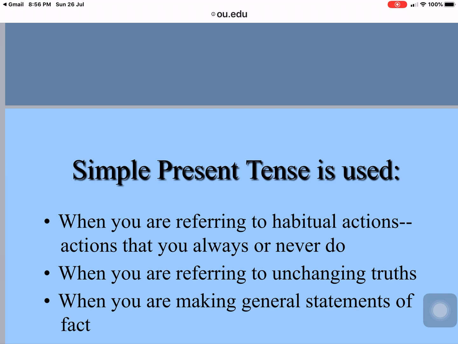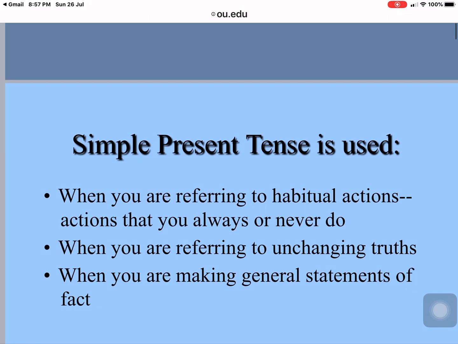Example, I go to school daily. She speaks English. All these things referring to habitual actions can be expressed through simple present tense.